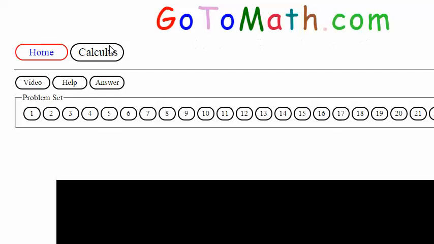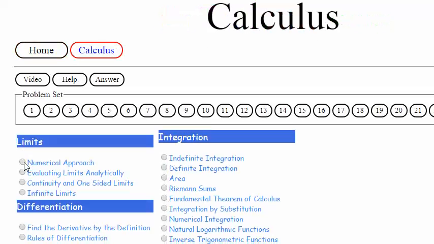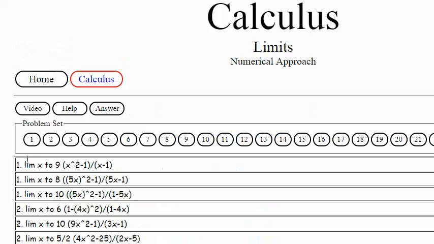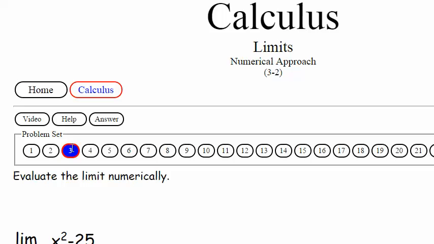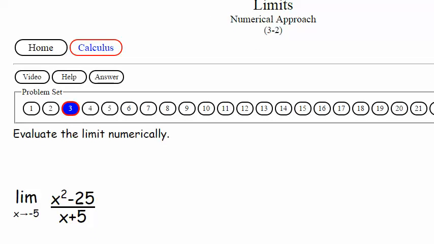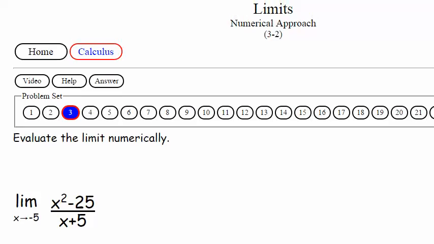Alright, we go to math.com and click on the calculus button there, because there may be others. We're looking at the numerical approach of finding a limit. This is the section we're in, and I believe that's the problem we need to be looking at right there. Okay, so we want to evaluate this numerically. We've got the limit as x approaches -5 of x squared minus 25 over x plus 5.